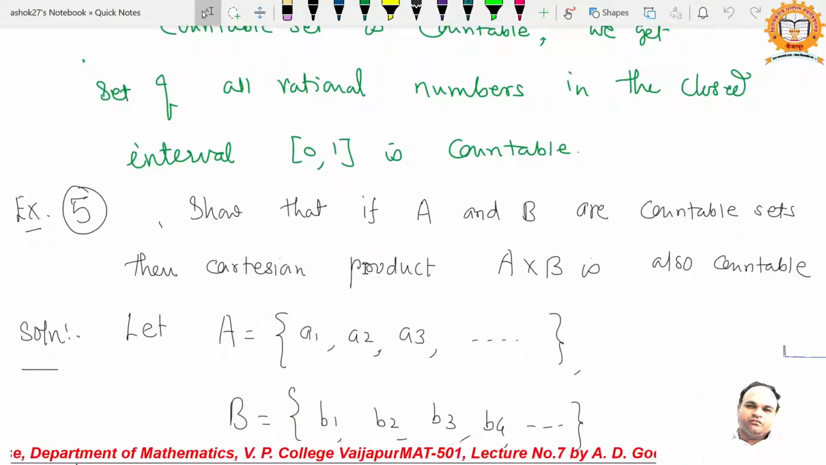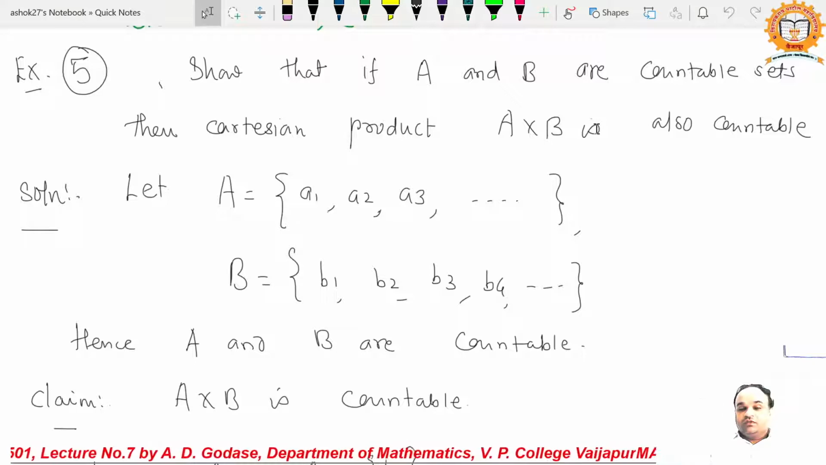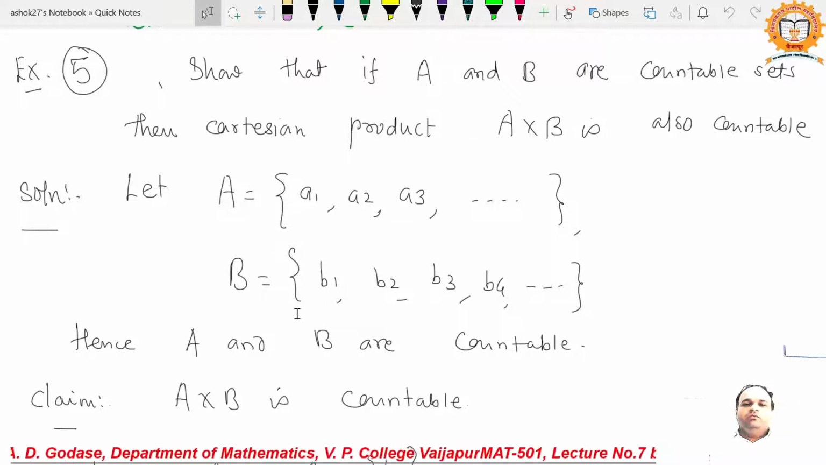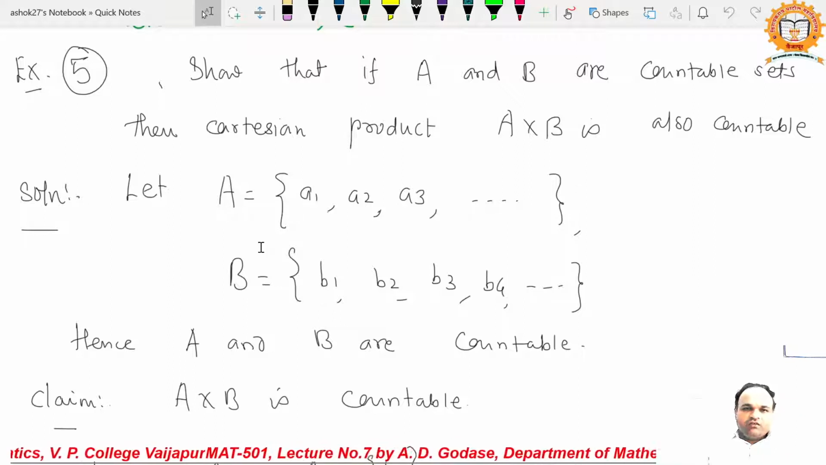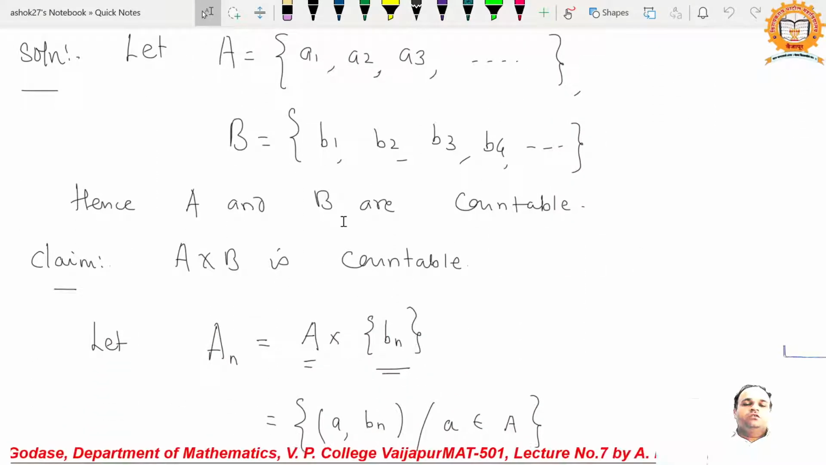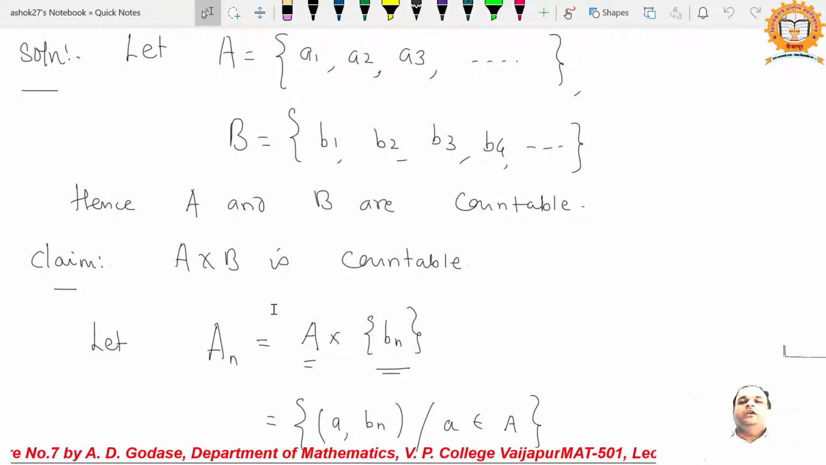So what is example number 5? Show that if A and B are countable sets, then the Cartesian product A cross B is also countable. That is very true. So naturally we are taking A and B as countable sets, so there exist counting schemes for both sets A and B. Suppose A is a1, a2, a3 and goes to infinity, and B is b1, b2, b3, b4 and goes to infinity. So naturally A and B are countable sets. Our claim is that A cross B is a countable set.